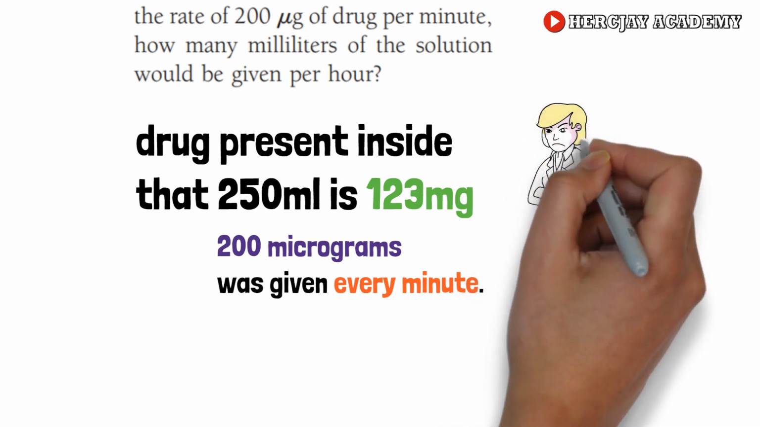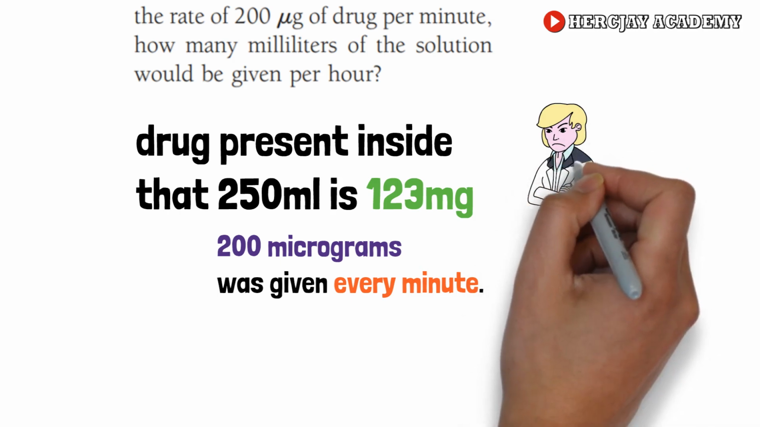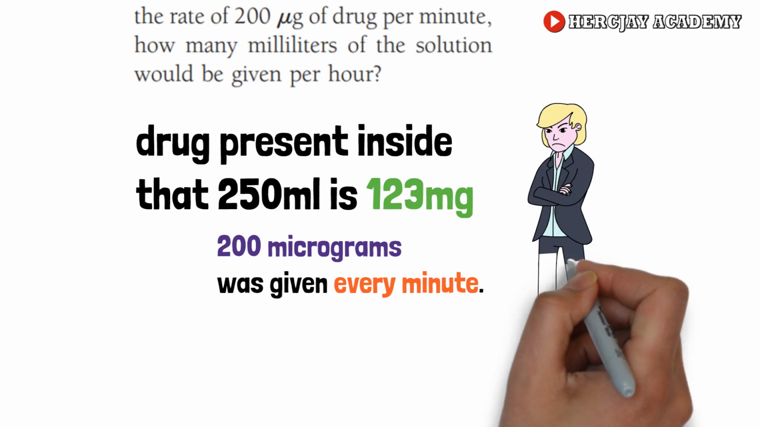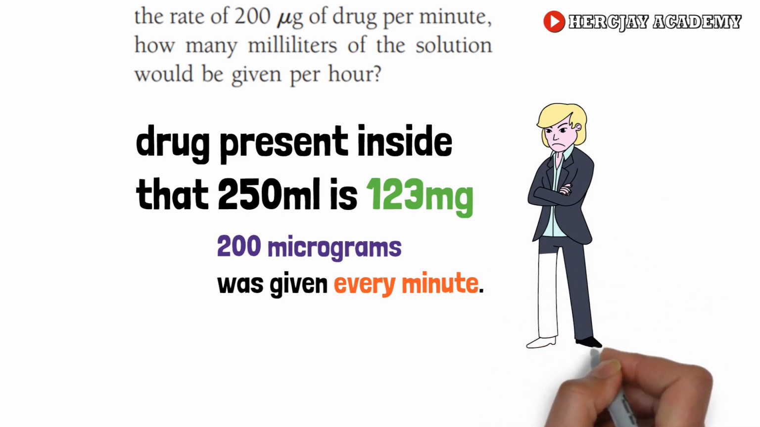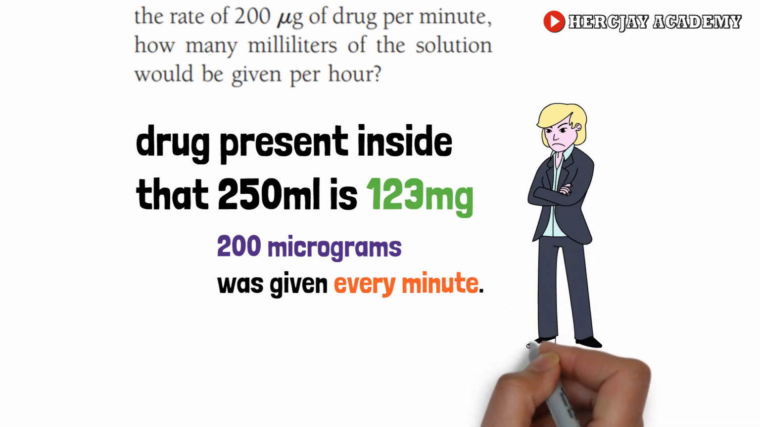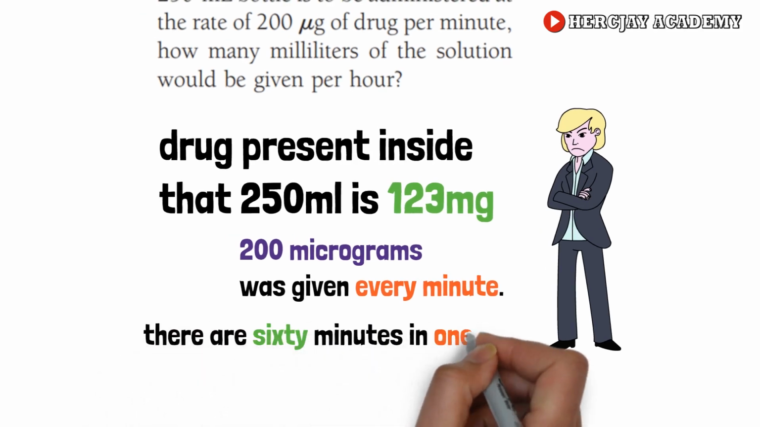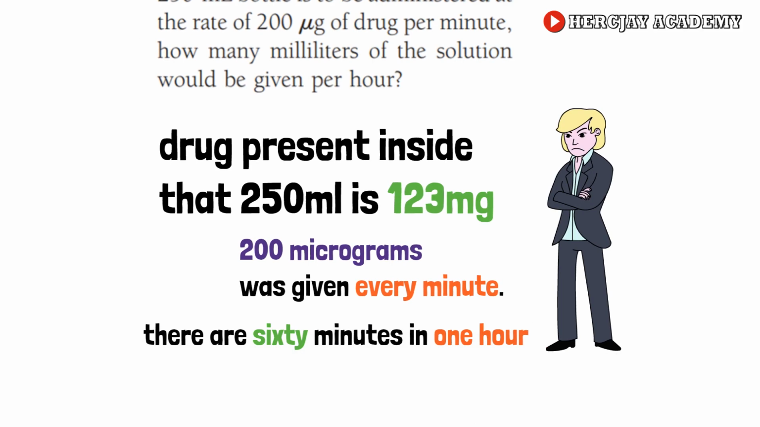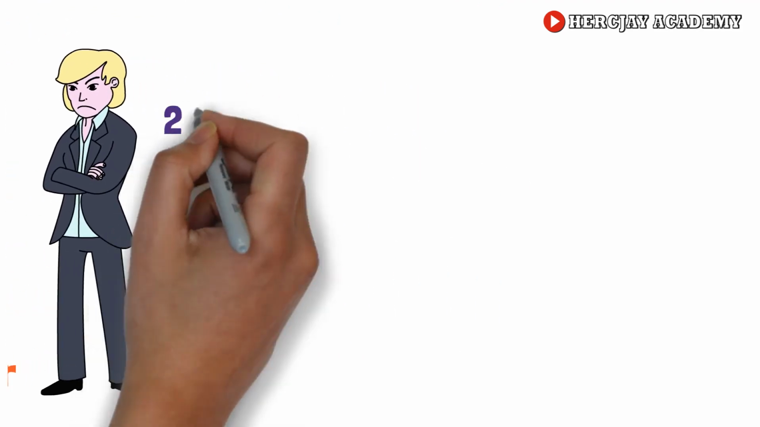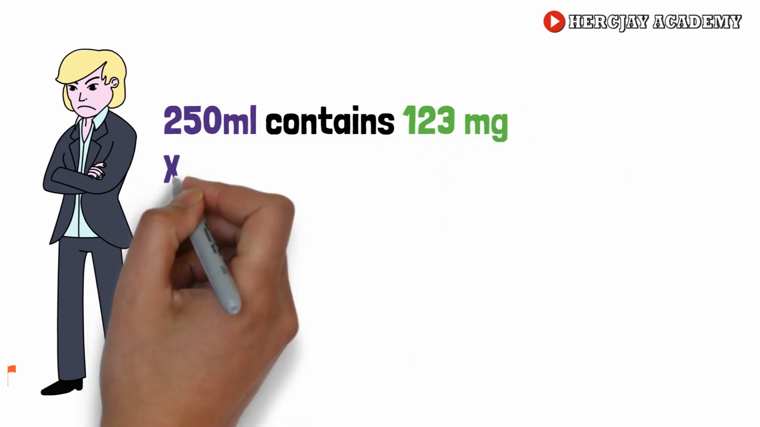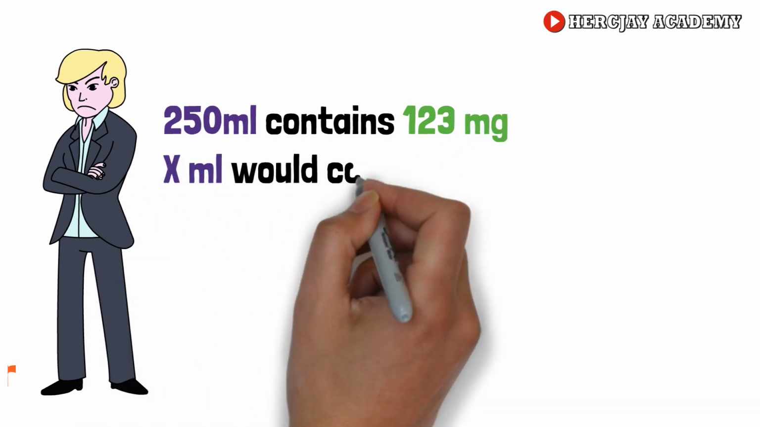One way to go about this is to determine how many milliliters of the solution actually contains 200 micrograms of the drug. This way, we know that that particular volume is administered every minute. Then, since there are 60 minutes in an hour, we can then multiply that volume by 60 to get the total volume administered in 1 hour. Now, the relationship we know is that 250 ml of the solution contains 123 mg. How many ml of the solution would contain 200 micrograms?